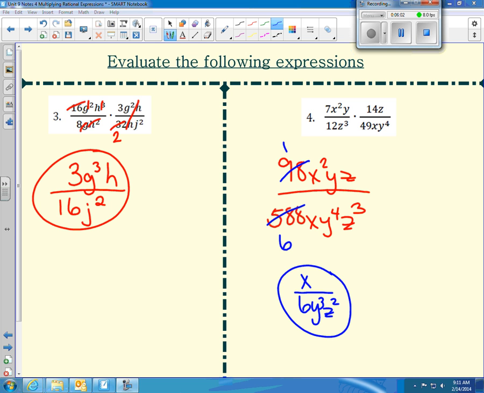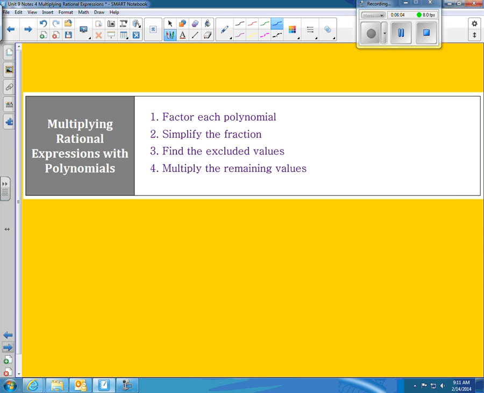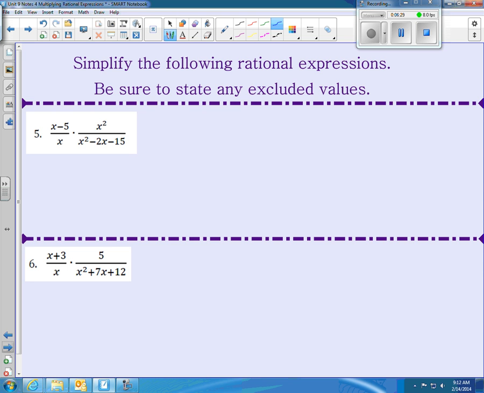All right, let's go to the back side. Now we're going to multiply rational expressions that have polynomials, so not just monomials like the first 4, but actually polynomials on the back side. So we start again, we factor the polynomial, then we simplify so we cancel anything out. Here's where we have to find excluded values, and then we're going to multiply back together our remaining parts.